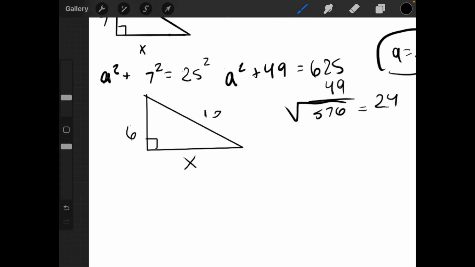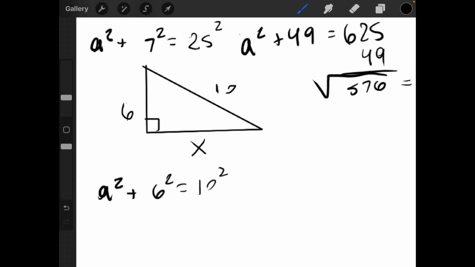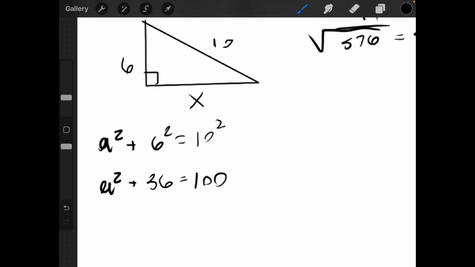Then for this last one, we again have our hypotenuse, so then our problem will look like a squared plus 6 squared is equal to 10 squared. Now, 6 squared is equal to 36, and 10 squared is equal to 100. Again, to undo this problem to find a squared, we have to subtract. So 100 minus 36 is equal to 64.